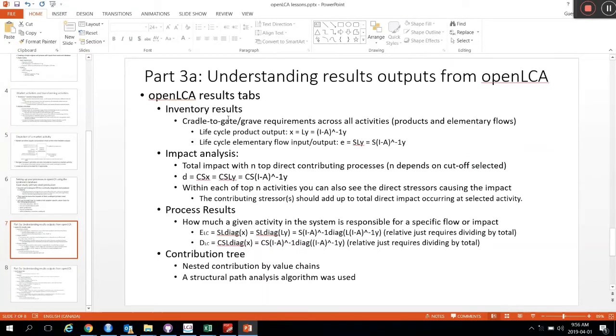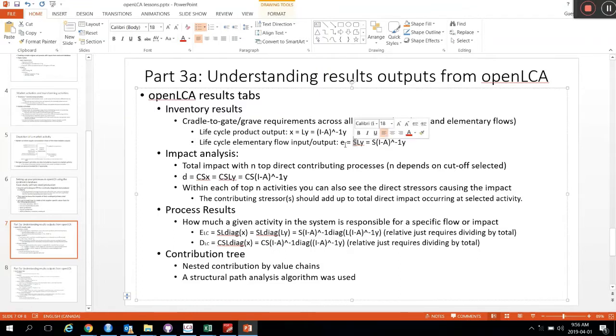in this slide. So inventory results, it's simply this calculation that we're well aware of to get the total output. The total product output is simply the Leontief inverse multiplied by the final demand, which is 1 kilogram of steel at our focus process. And then likewise, elementary flows, same calculation. You just add on the stressor matrix, which is here, to get the total outputs or total elementary flows, so from and to nature.